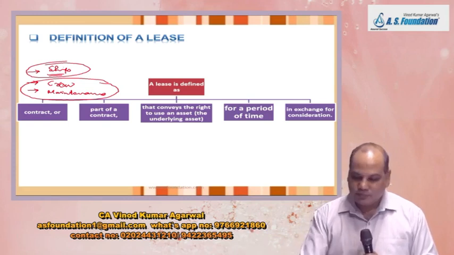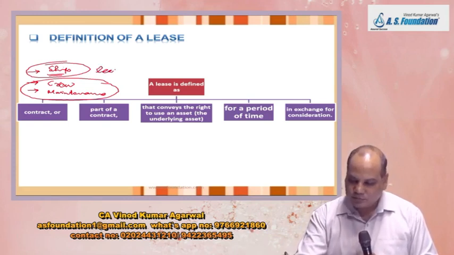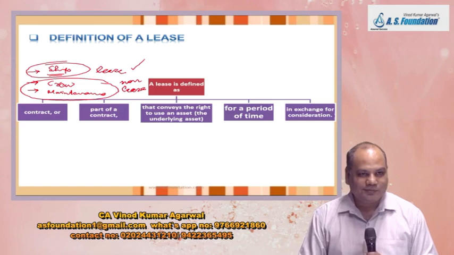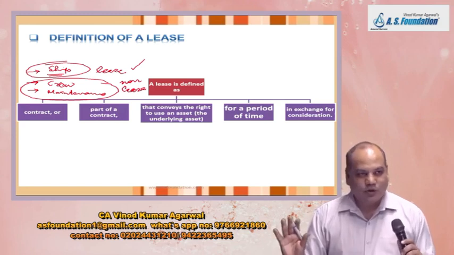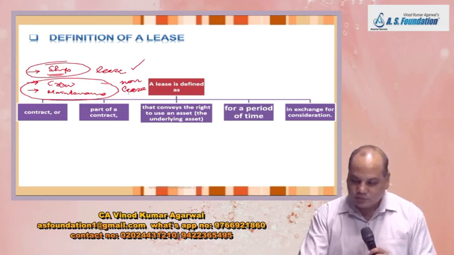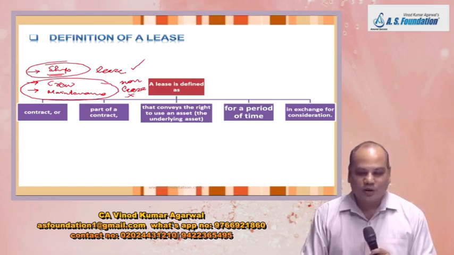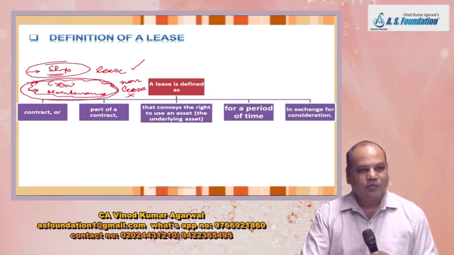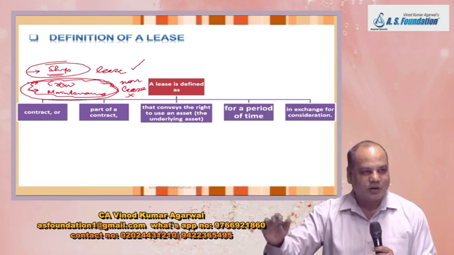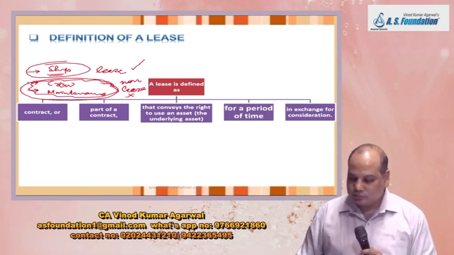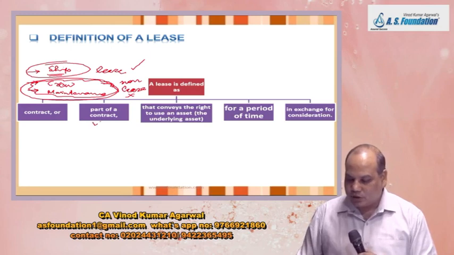What will we call it? Lease and non-lease. This standard applies to lease. It says we are only going to help you with the lease contract, the lease part. We are not going to help you with the non-lease. So for accounting for maintenance service, you go to another standard. Whichever other standard is applicable, you go to that. So that is part of a contract.